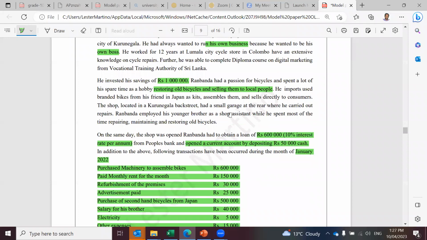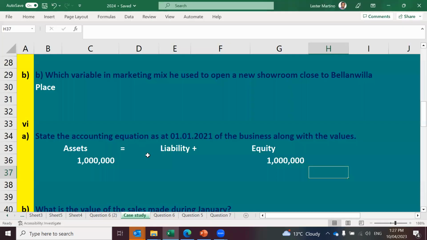On the same day, a shop was opened. Ranbanda had to obtain a loan of 600,000.